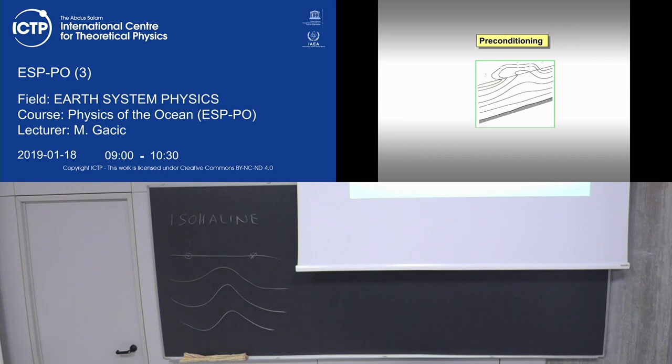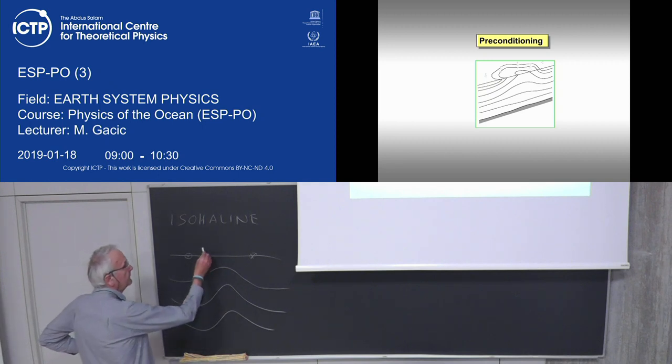So this is one of the criteria by which we can identify possible areas where dense water formation takes place. Don't worry, we will come back to the cyclonic and anticyclonic circulation and the relationship with the internal density field later on, but now let's concentrate on the dense water formation process. So this is one of the necessary conditions for dense water formation to take place.